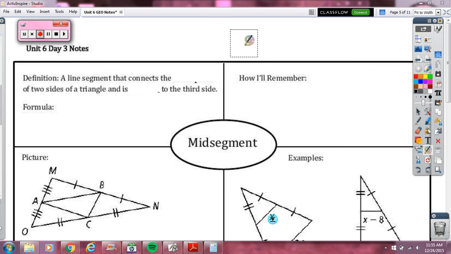Okay, everybody, so welcome to Day 3 Notes, Special Segments and Triangles. Got 5 different vocab words for us to investigate today.